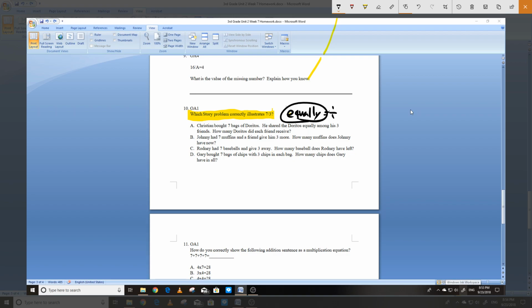Does answer choice A have equally in it? Let's just read it. It says Christian bought 7 bags of Doritos. He shared the Doritos equally, there we go, equally among his 3 friends. How many Doritos did each friend receive? Since A already has equally, and I know that means to divide, I'm going to pick A as my answer choice. And I'm just going to move on. If I have time, I'll come back and check.